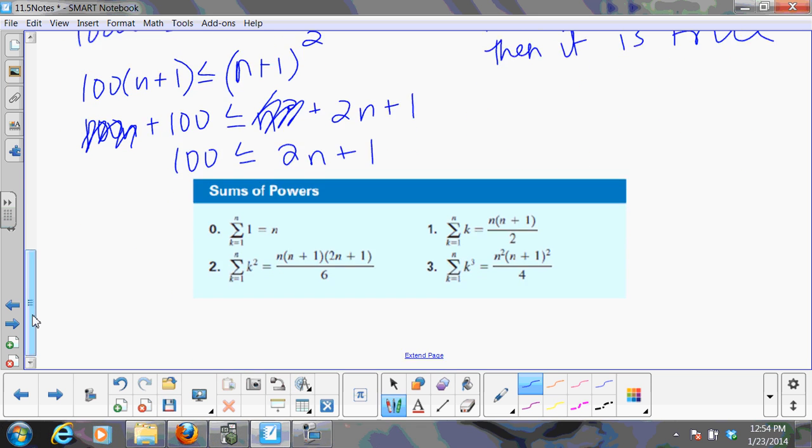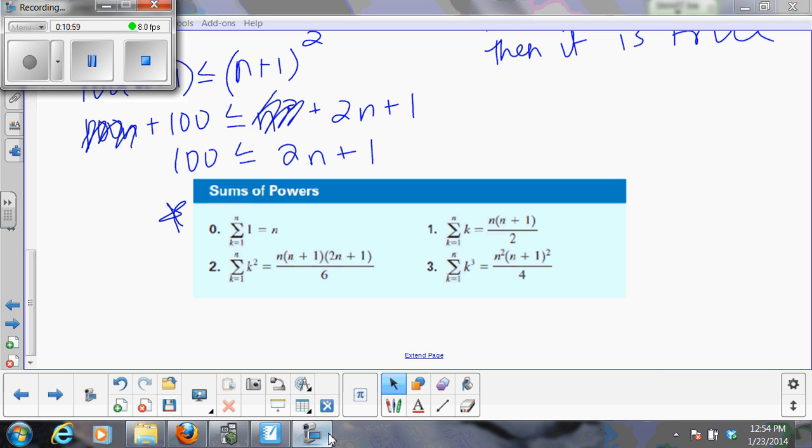These sum of power formulas, they come up again in chapter 12 as well. I think you might need to know them. I'm not really sure right now, but they do come up again.